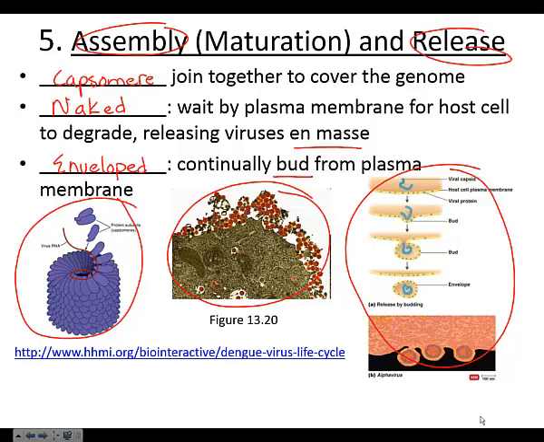Check out this animation from the Howard Hughes Medical Institute website to see the amazingly complex life cycle of the dengue virus. When you watch the video, you'll realize that I've just given you the briefest possible outline of the typical acute animal virus infection.